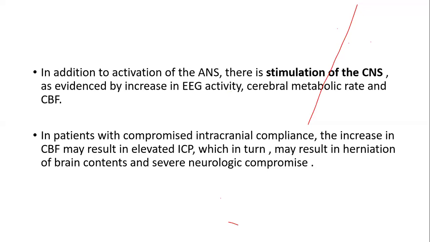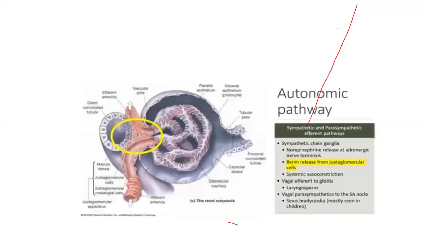In patients with compromised intracranial compliance, like I mentioned, the increased cerebral blood flow may result in elevated intracranial pressure, which in turn may result in herniation of the brain contents and severe neurologic compromise. So this is just a diagram that is trying to explain the autonomic pathway, like I had earlier mentioned.